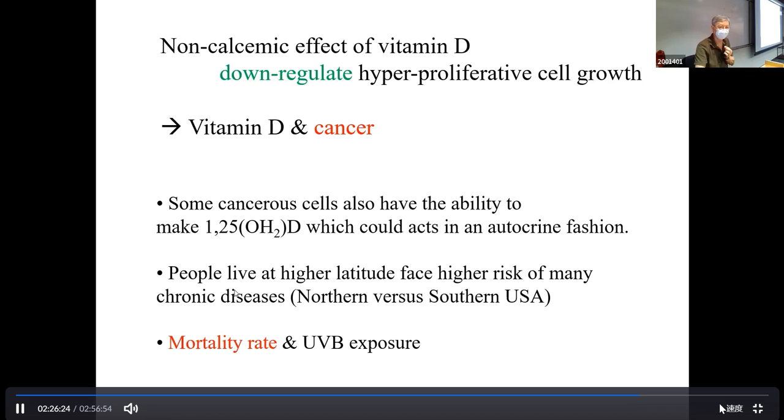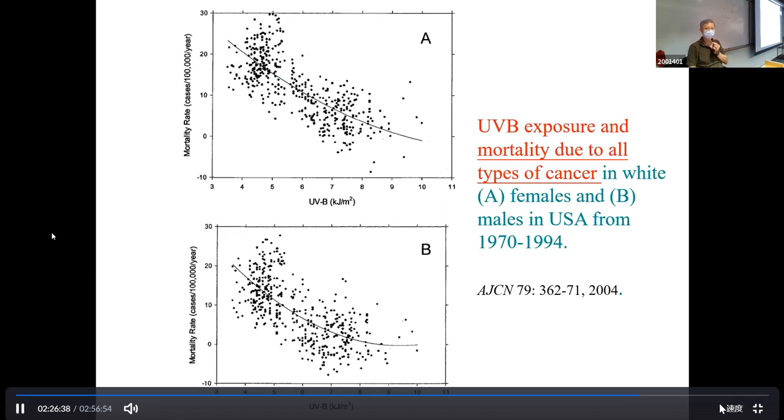Total mortality. People who live at higher latitude face higher risk of many chronic diseases, and that is well established, as well as a higher rate of mortality. So this is the important information that I want you to get. The axes, this is A and B, will be men and women, okay? Mortality rate, that means death rates. Mortality rate due to all types of cancer, okay? Not just skin cancer, okay? All types of cancer. What is the relationship? Inverse.